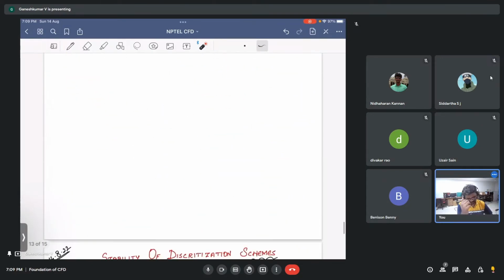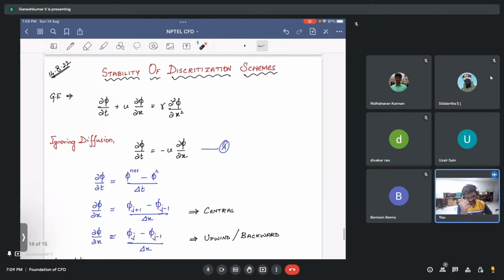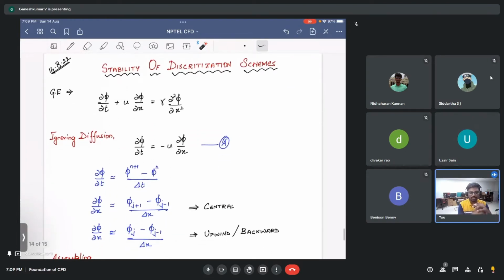But for beginner level CFD, okay, sir, you can go ahead with central and upwind differencing. If you are comfortable with these two schemes, you will automatically understand other schemes also. You go through once and you let me know. If you still face any difficulties, I will help you. Not a problem. Okay.